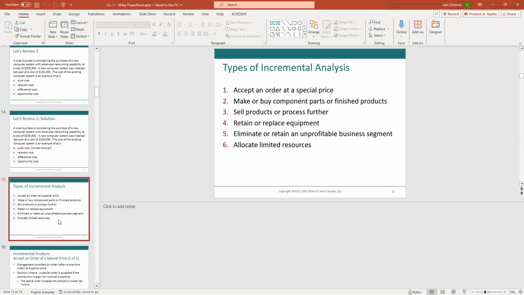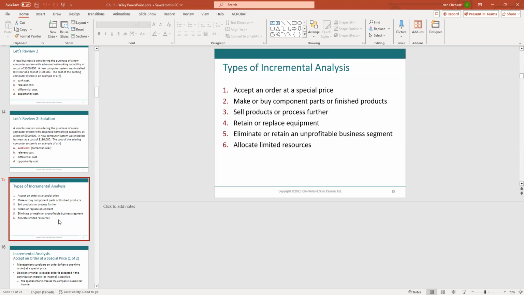Now, the types of incremental analysis, we're going to have 6, as you can see here. First is to accept an order at a special price. Second is should I make it internally or should I buy it from outside, either a part or a finished product. Third one is to sell a product or process it further. Should I sell it as it is or should I make some adjustments and sell it in the new stage?